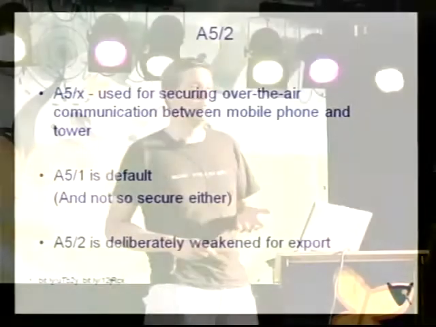A5/2 is another example, where the A5 algorithms are used between your mobile phone and the base station. Well, everybody probably knows that. A5/1 is the default. It's not that secure anymore. It's being cracked currently in the other tent. But we knew that already.